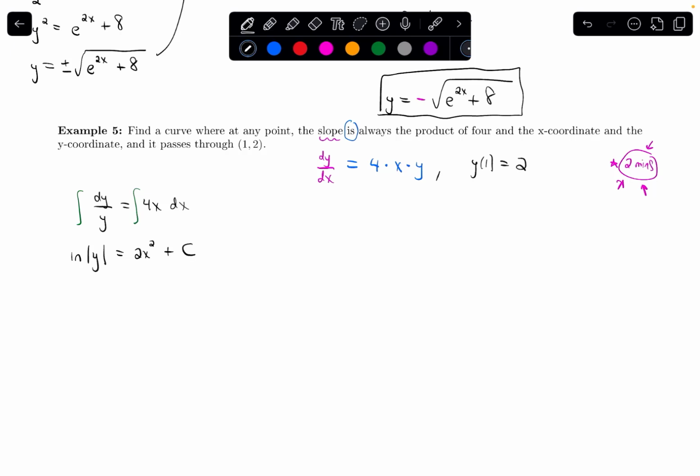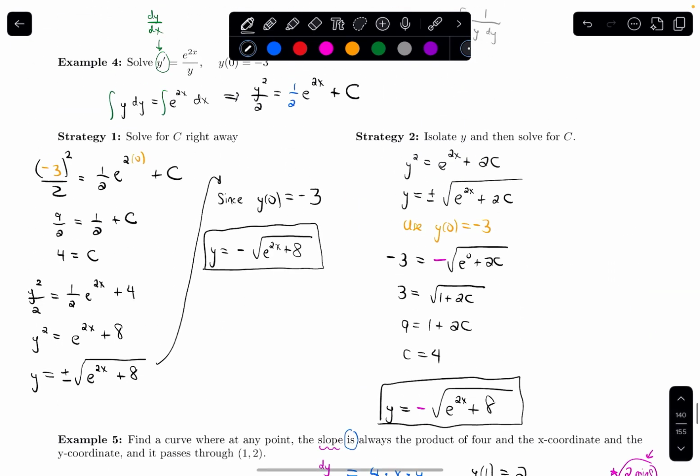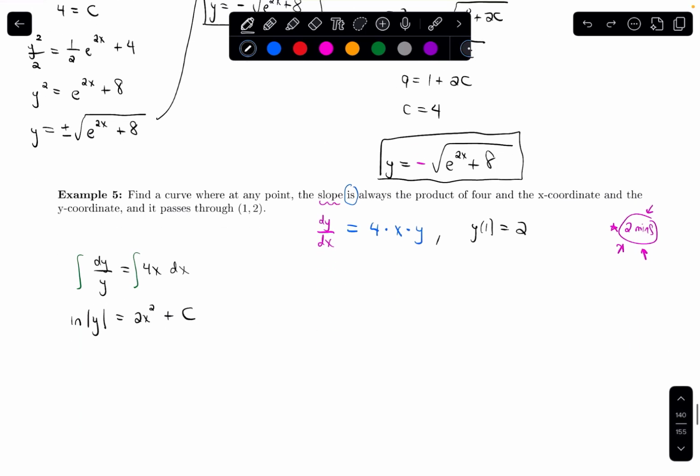So now let's do this second strategy, which is to try to isolate the y for practice and then solve for c at the end. Okay, I have this equation and I want to isolate the y. So I can transform this log equation to exponential form. Because the base of the ln is e, this would be e to the power 2x squared plus c equals absolute value of y. The other way I could see that is if I did e as the base on both sides: on the left-hand side, the e and the ln would cancel, and on the right-hand side, I just get this. And that's exactly what we have here. So those are two equivalent ways of thinking about this.